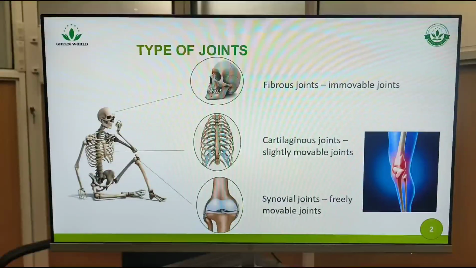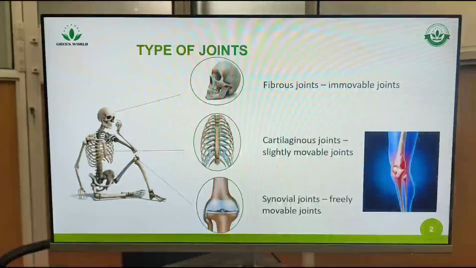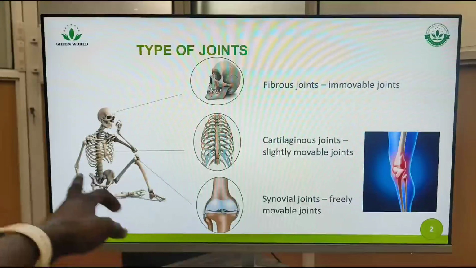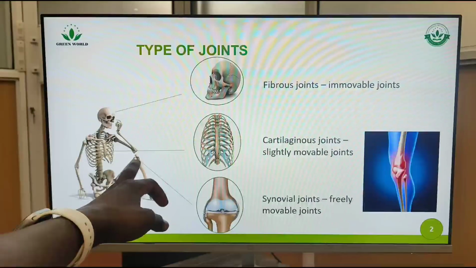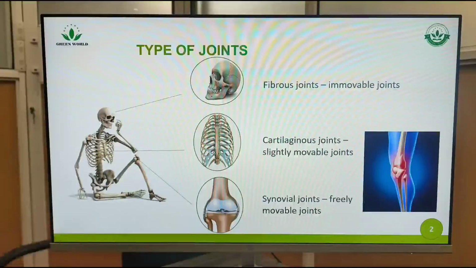So the majority of joints are the synovial joints, which are freely movable joints. Okay, so that's the majority of the joints. This one is just part, but the majority, as you can see from the screen, we have the knee, the elbow, the shoulder, and also other parts. So that one is the majority of the bones.